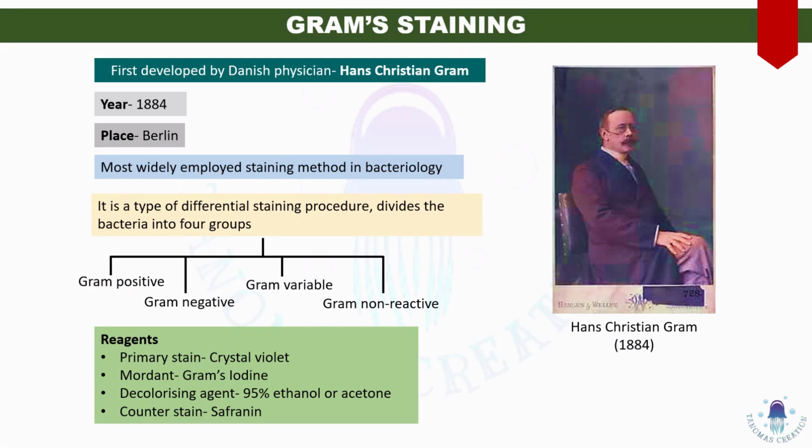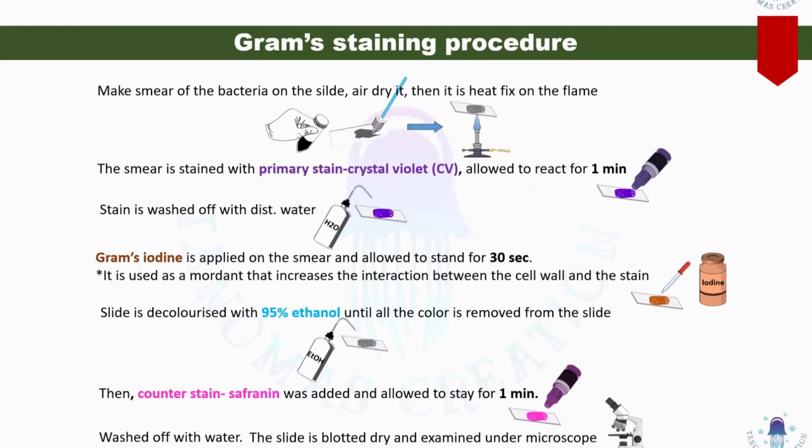So the reagents that are used for gram staining include the primary stain, that is crystal violet, the mordant, that's gram iodine, the decolorizing agent, that is 95% ethanol or acetone, and a counterstain is used, that is safranin.